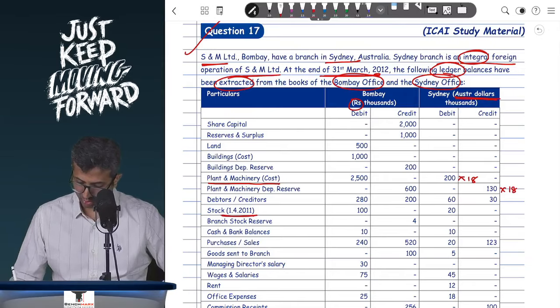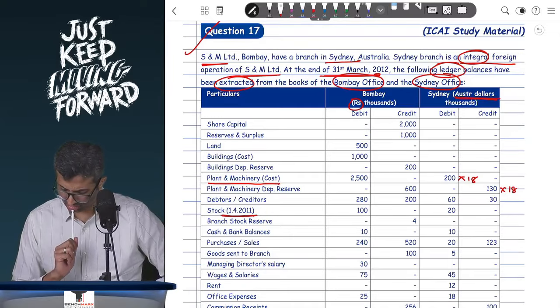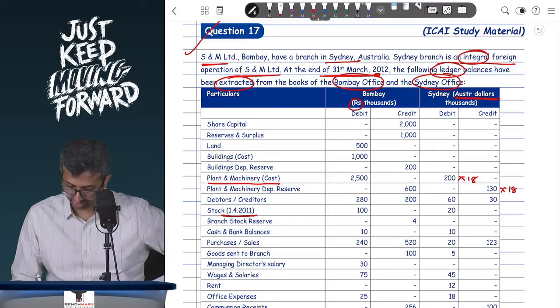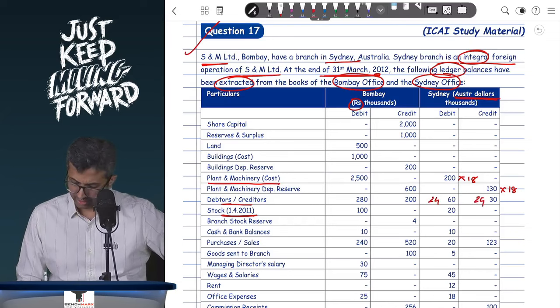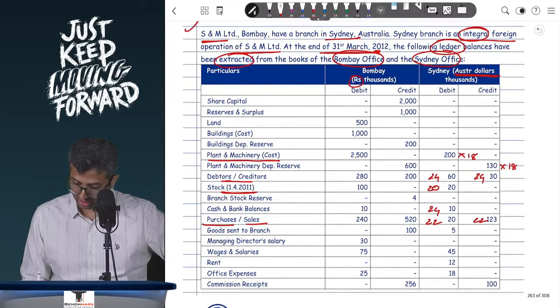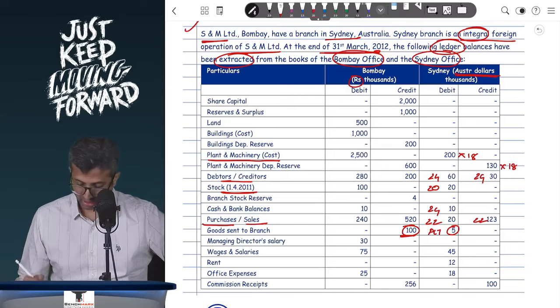Stock on 1st April will be the opening stock. I think debit, credit. Oh, this is debtors, creditors. Sorry. Debtors and creditors will be at the closing rate. Both of these will be converted at 24 and 24. Opening stock will be converted at the opening rate, that is 20. Then you have cash and bank balance, again closing rate 24. Purchases, sales, these are incomes and expenses, will be at the average rate of 22. Goods sent to branch, over here, this will be based on actuals. So this 5 will become this 100, so that they internally cancel.